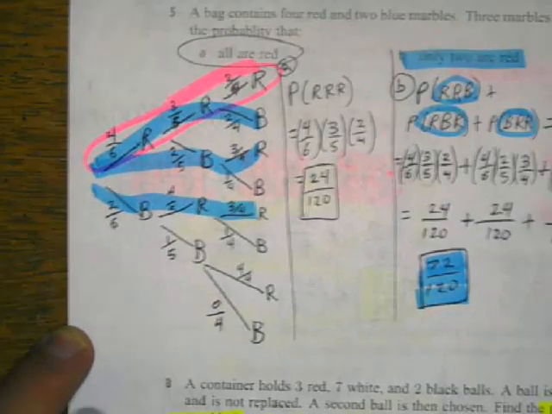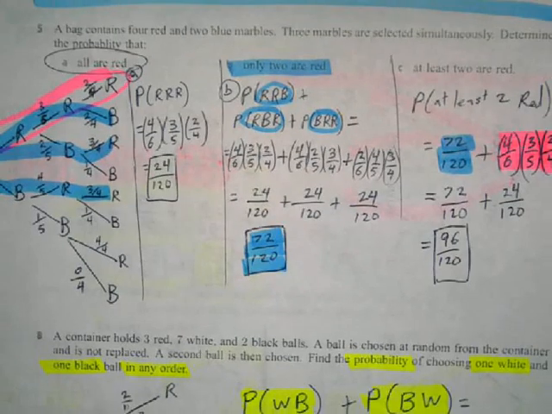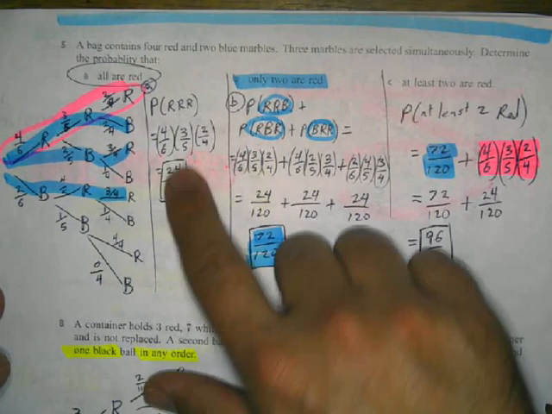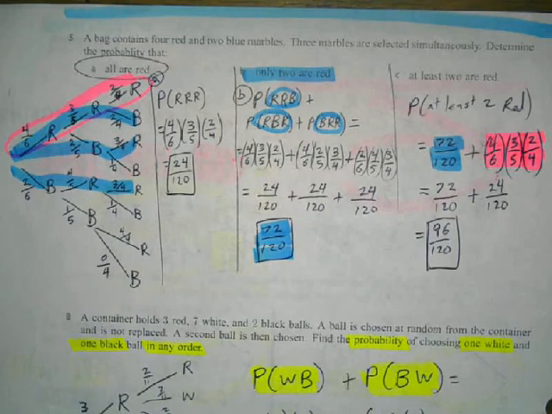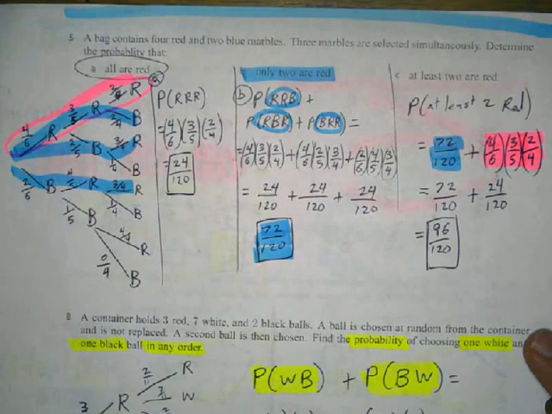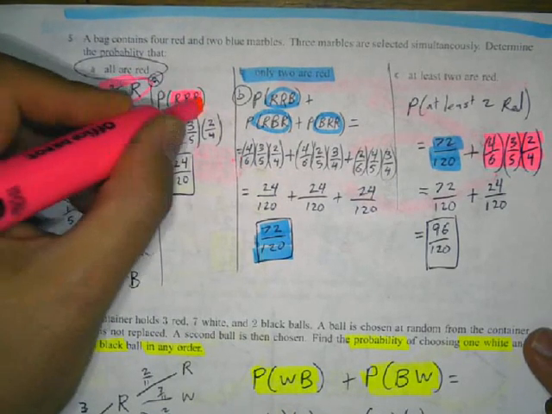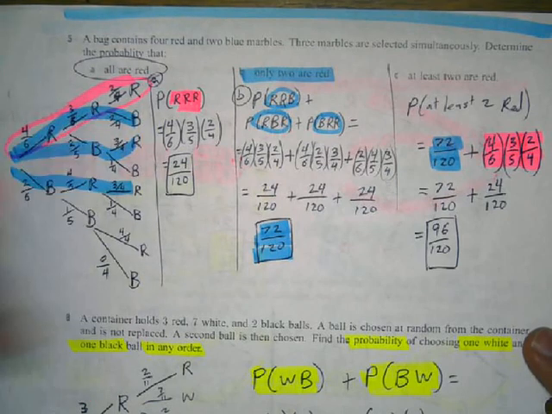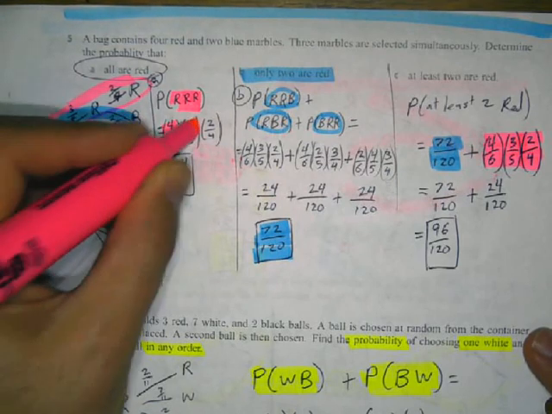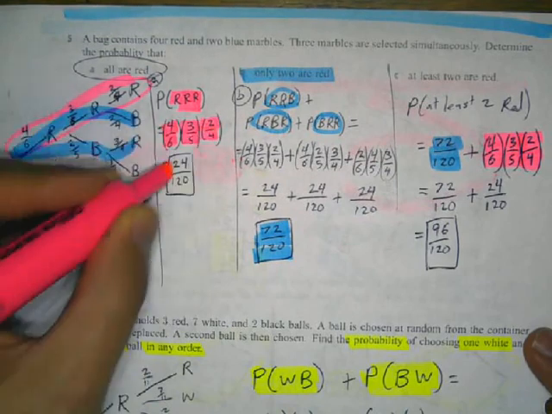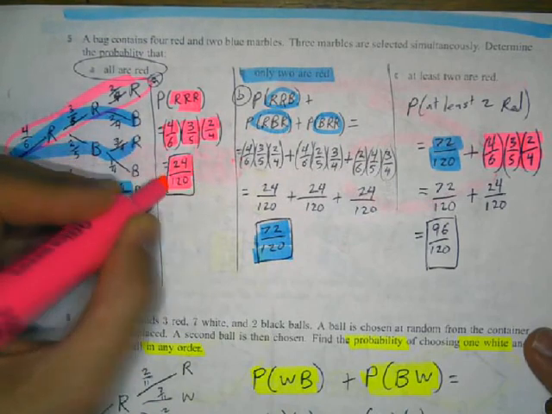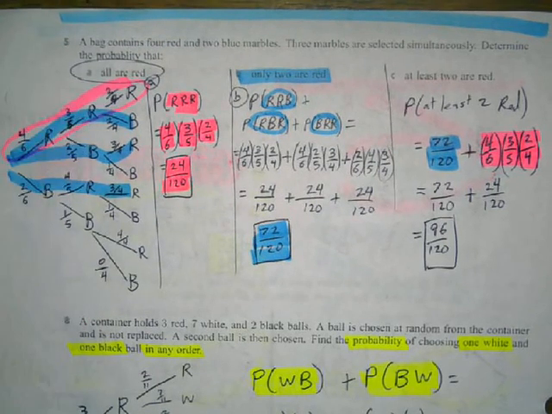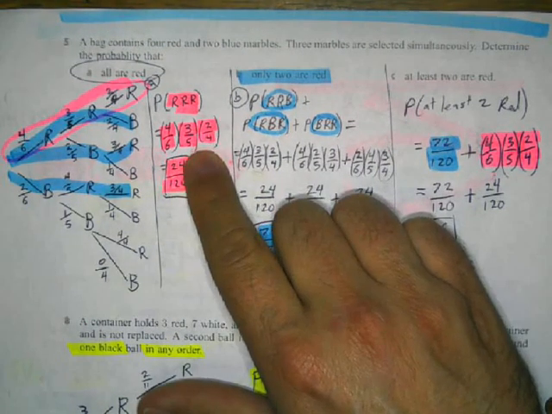Okay. Now, the probability of getting 3 red is 4/6 times 3/5 times 2/4. Because each time one marble is taken out, the denominator and the numerator keep reducing.